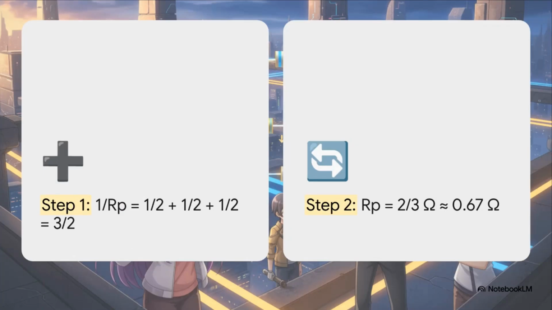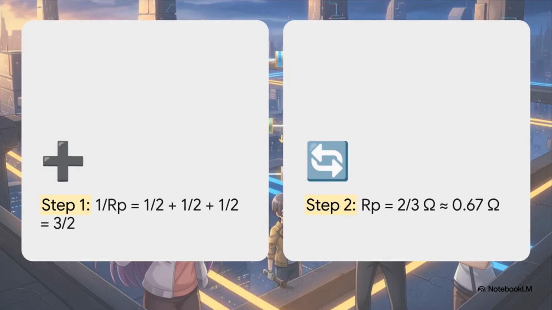Okay, so let's say we have 3 resistors, and each one has a resistance of 2 ohms, all connected in parallel. In step 1, we sum the reciprocals. So 1 over RP equals 1 over 2, plus 1 over 2, plus 1 over 2. Add those fractions up, and you get 3 over 2. Now, here is the danger zone. If you stop right here, you're essentially saying the total resistance is 1.5 ohms.